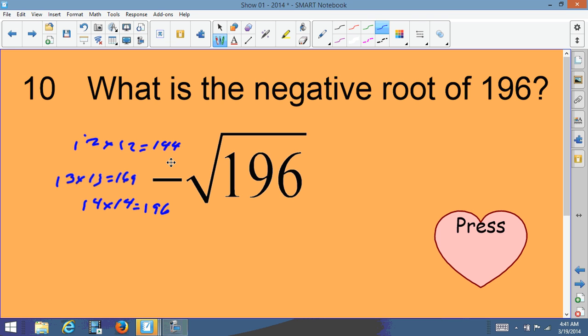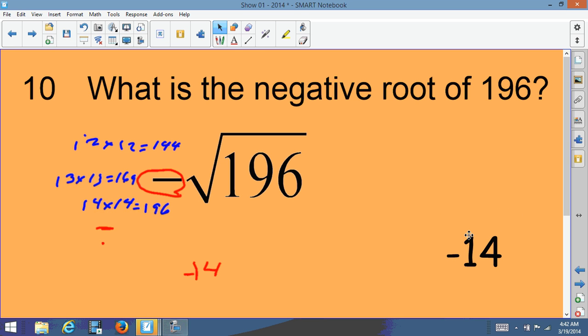So remember, a square root has two answers, one positive and one negative. So I'm going to be looking for the negative root because they're talking about the negative answer of the square root. So 14 times 14 will give me 196, and I want the negative answer. So my answer is going to be negative 14. So nice job.